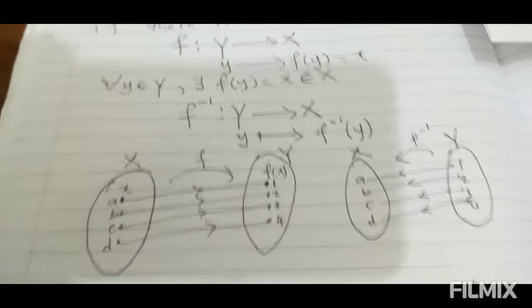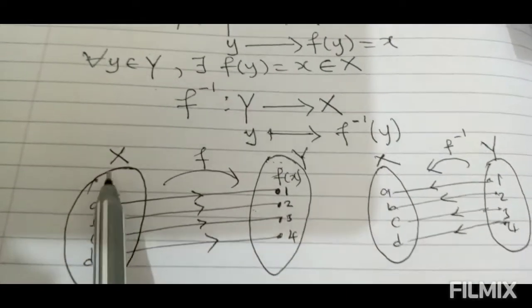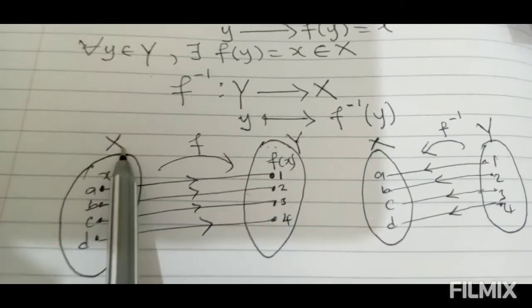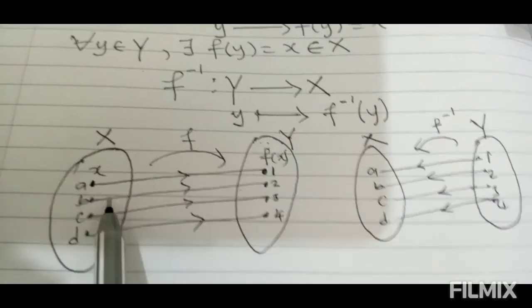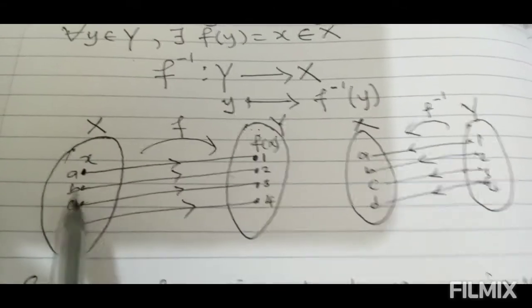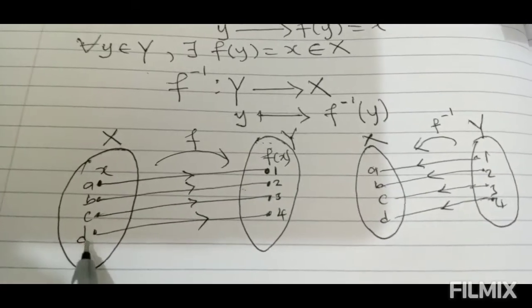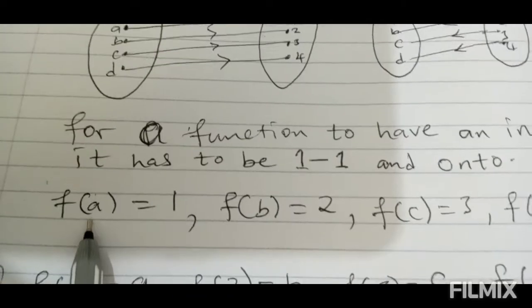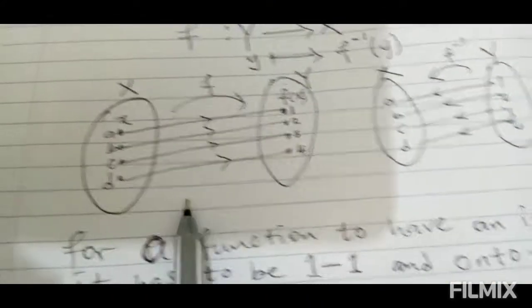So you can see the illustration of a function for this non-empty set X, and this Y is a non-empty set. We have four elements a, b, c, d, and we have four elements 1, 2, 3, 4. A goes to 1, b goes to 2, c goes to 3, d goes to 4, such that f of a is equal to 1, f of b is equal to 2, f of c is equal to 3, and f of d is equal to 4, okay?